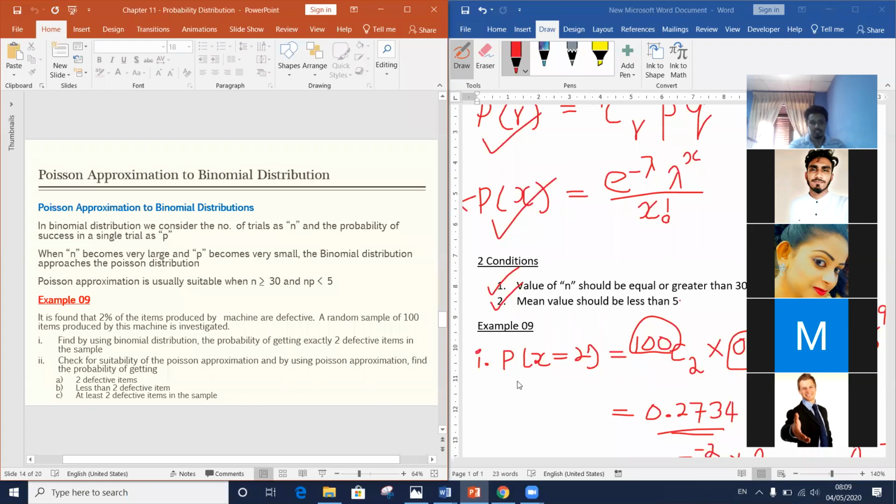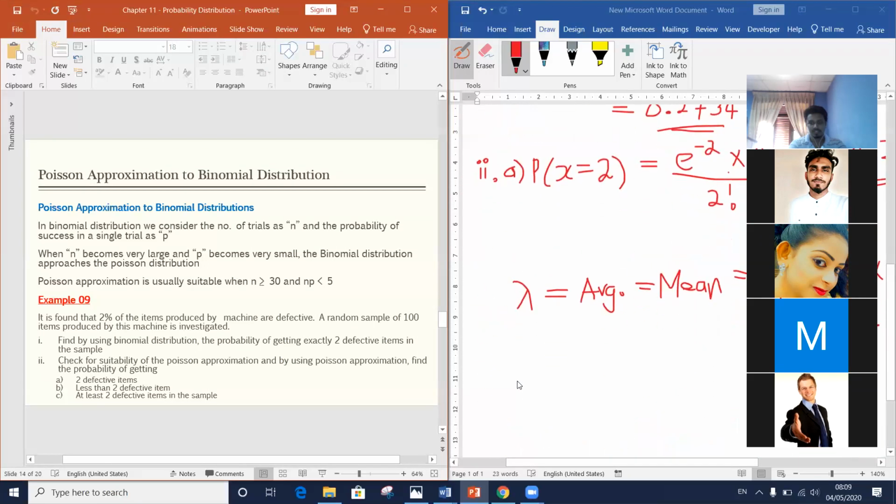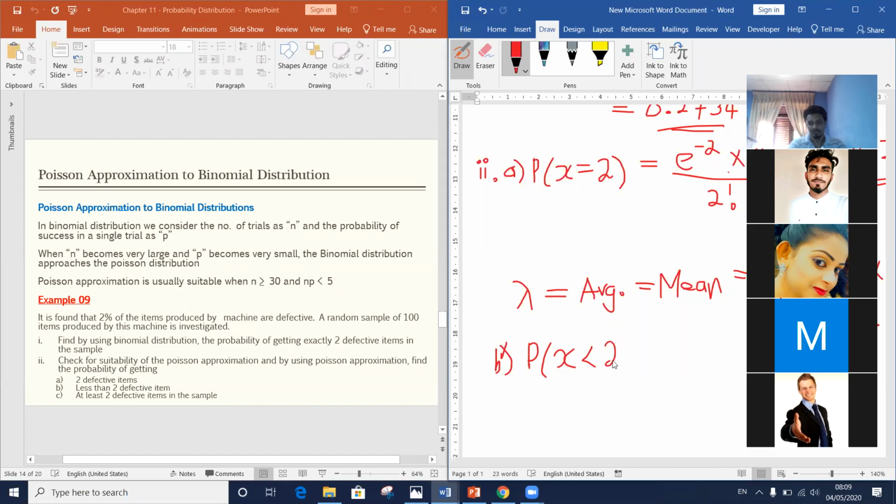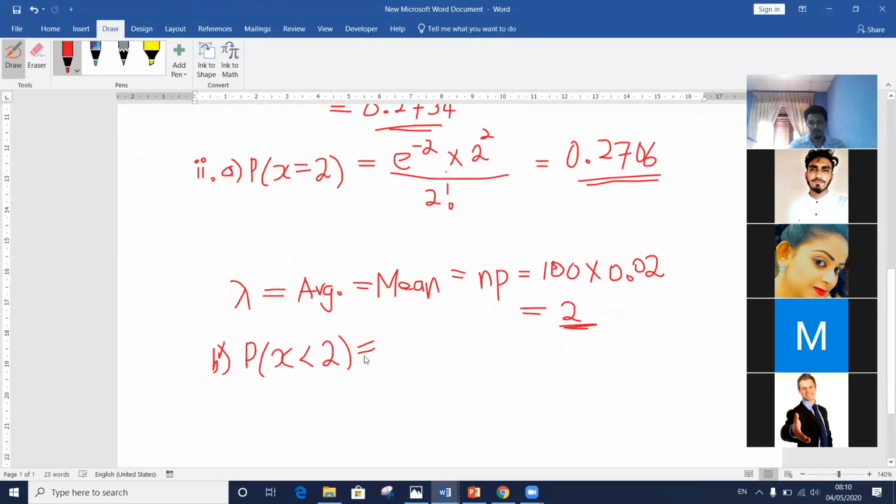Less than 2 defective items. Less than 2 defective items කිව්වොත් කොහමද? Less than 2 defective items. Probability of x being මොකක්ද? Probability of x being less than 2. This is what we need to find. මෙයා හොයන්න පුළුවන් කොහමද? Probability of x being less than 2.